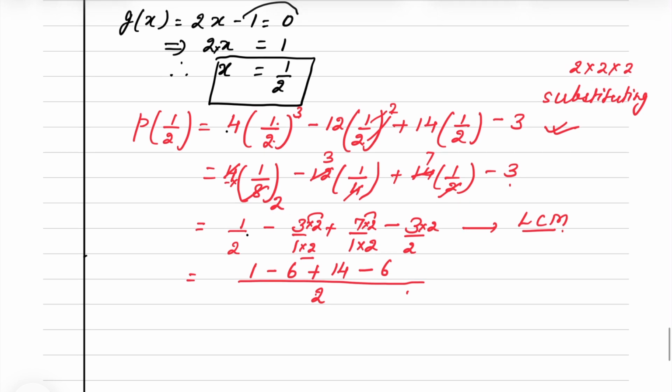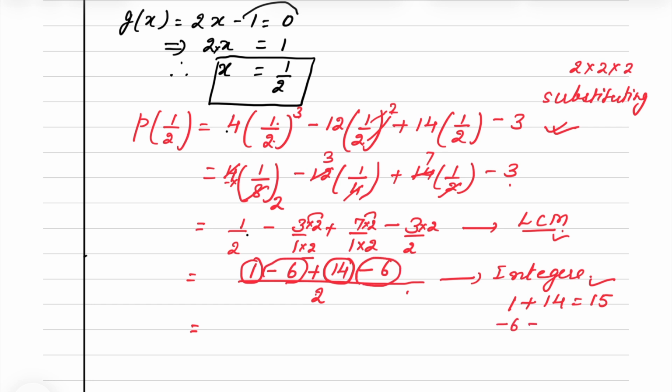Now again here is the step where we follow the rule of integers. So your concept of LCM and integers here must be correct. Here 1 and 14 are positive, so we add these numbers, that is 15. Minus 6 and minus 6 will be minus 12. So we are getting 15 minus 12, the whole divided by 2.